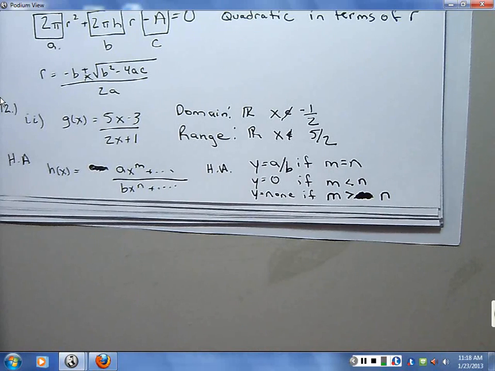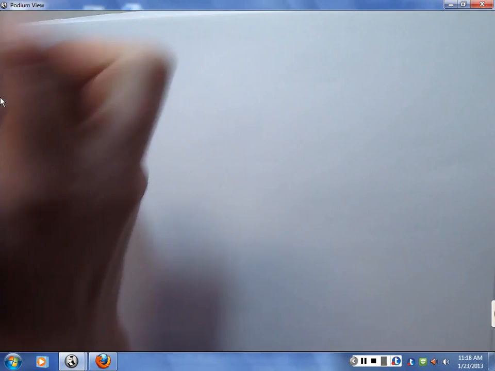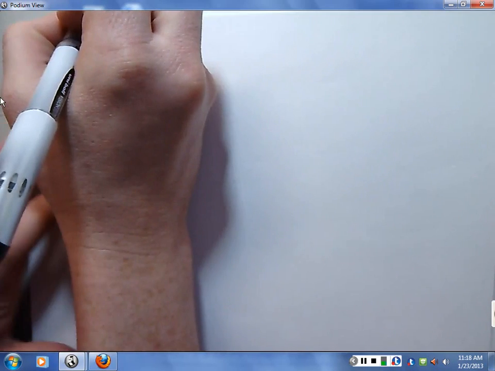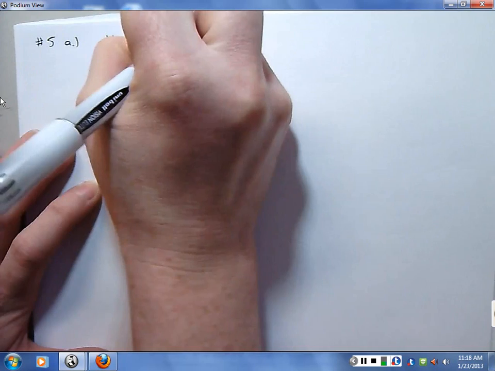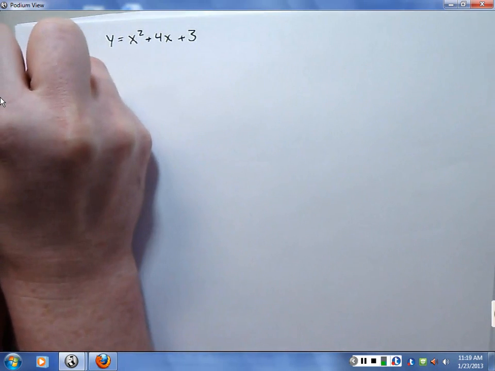Any other questions? Did you want to see number 5, just any of them? Maybe just seeing the completing the square? Yeah. So pick one for me. A. So let's look at number 5A. We have y equals x squared plus 4x plus 3. So let's complete the square, because I think that's going to help.